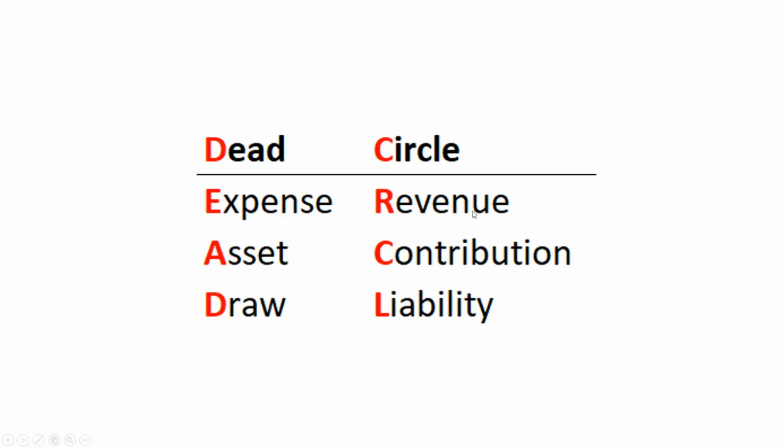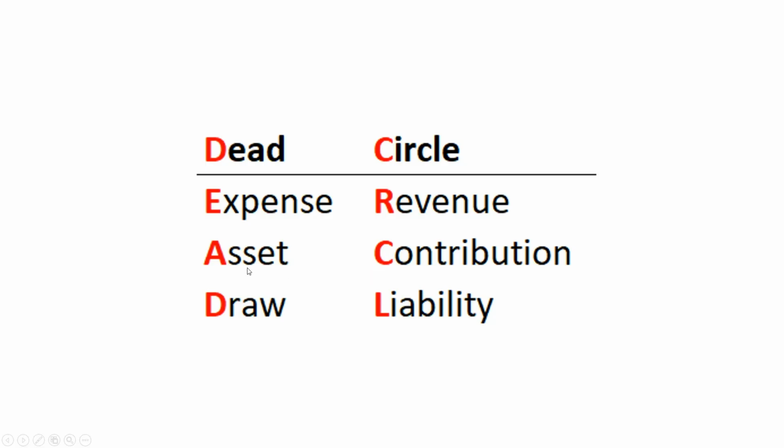So revenues increase on the right side, the credit side. Contributions increase on the credit side, and liabilities increase on the credit side. And again, by contrast, because we know that these accounts increase with a credit, we also know that they decrease with a debit. So if we want to reduce a liability, maybe make a debt payment, a principal payment on debt, we'd have cash going down and we would have debt going down.